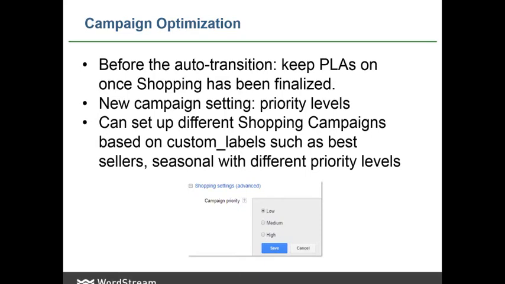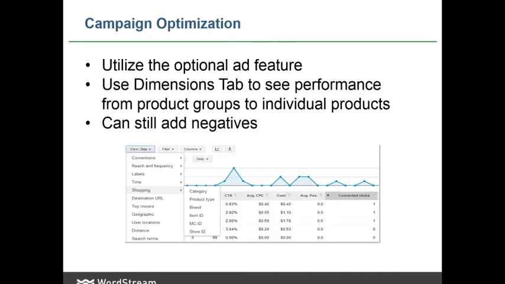As before in the PLA, you had the option to add keywords. This did nothing in PLAs, and they're no longer showing in shopping. But you still have the option to add negatives, and using the Dimensions tab for search terms is a great way to do this.